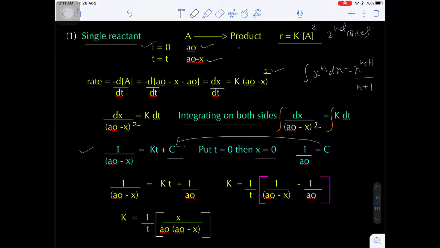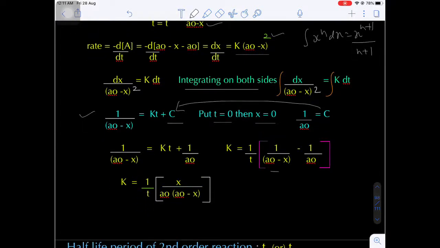So from here k is equal to 1 by t times (1 by (A0 minus x) minus 1 by A0). Okay, if you see the LCM, that is (A0 minus x) and A0. So after simplification, you will get the rate constant expression for second order kinetics, that is K equal to 1 by t into x by A0 into (A0 minus x). So this expression is very important regarding second order kinetics.